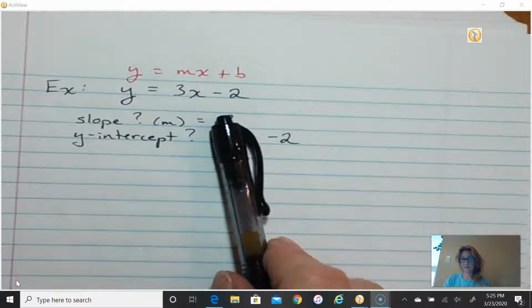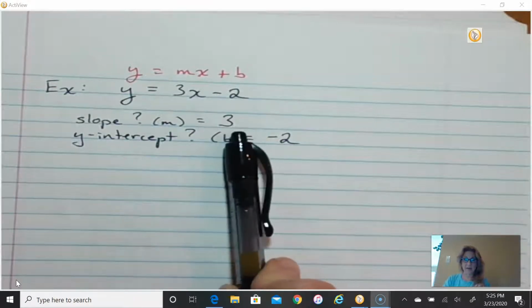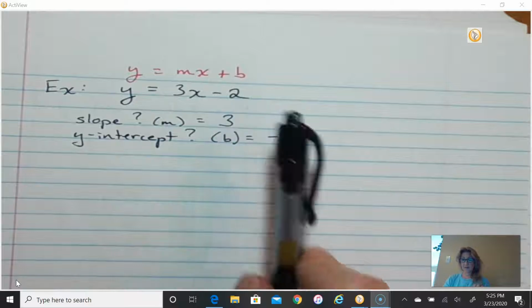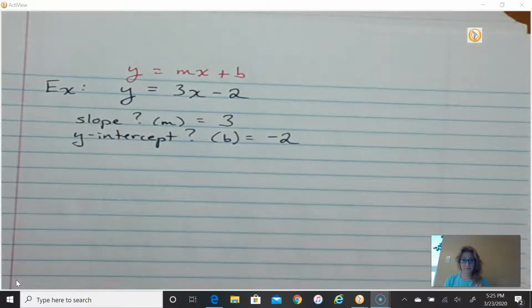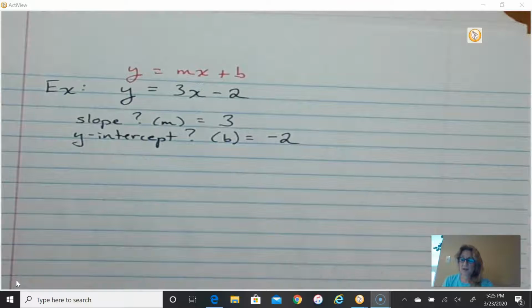Okay? So your slope is just 3, not 3x. Notice I don't have 3x. Your y-intercept is -2. Not just 2, but -2. Okay.